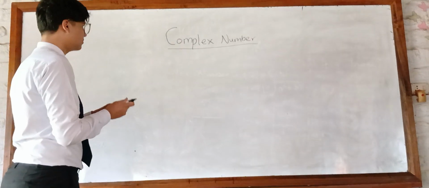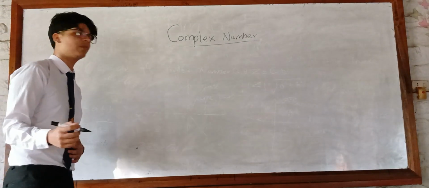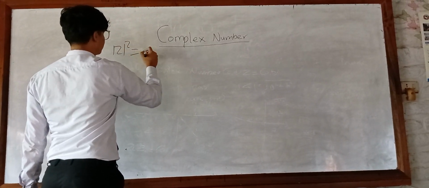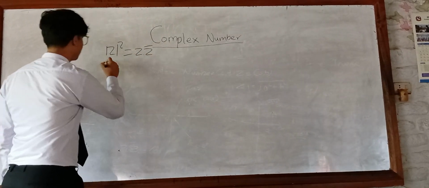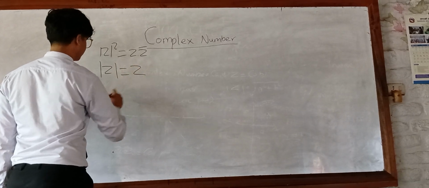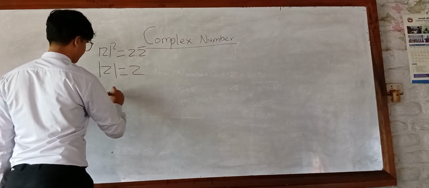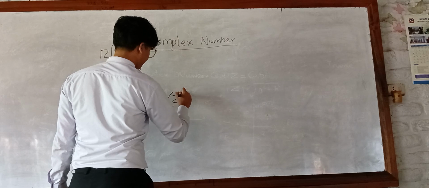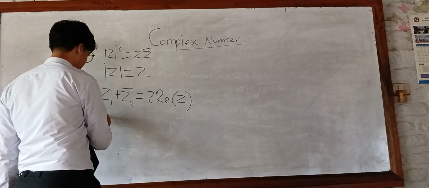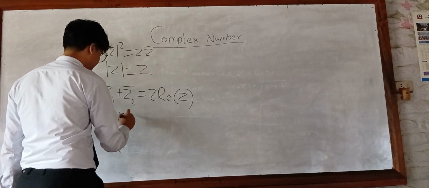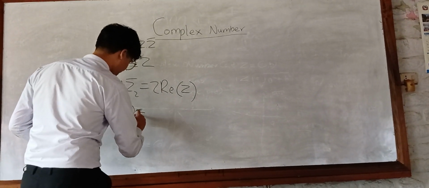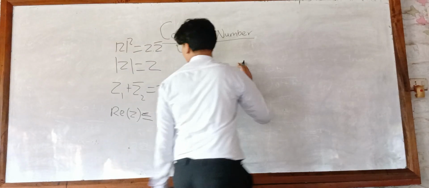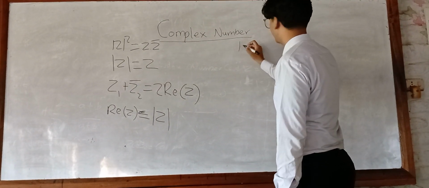So before that, we need some properties of complex numbers, which are the properties that we're going to use to prove the triangle inequality. Okay, so first, the triangle inequality is what we need to prove.